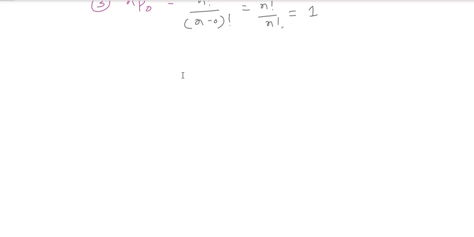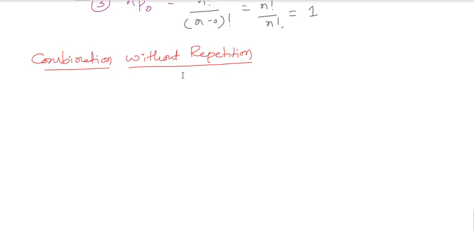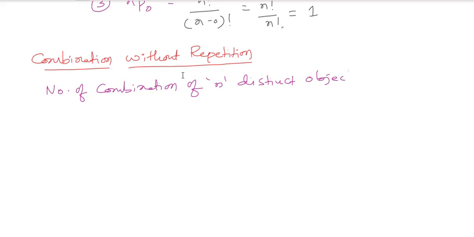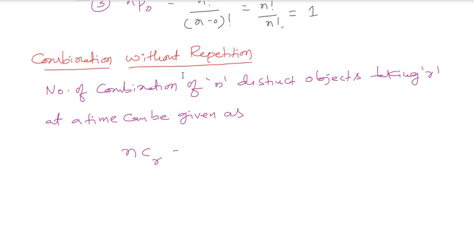Let me take another one. Combinations. First one will be without repetition. Take down: the number of combinations of n distinct objects taking r at a time can be given as what? You know that combinations means nCr, which is equivalent to n factorial by (n minus r) factorial into r factorial. Am I right?